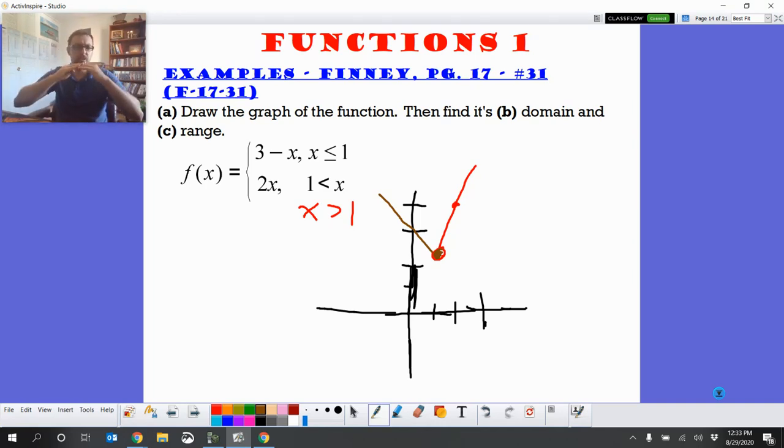Since they're right on top of each other, we are going to keep it filled in. But if they were separated, because they don't have to be connected, then we want to have an open circle for the red and a filled in circle for the brown.